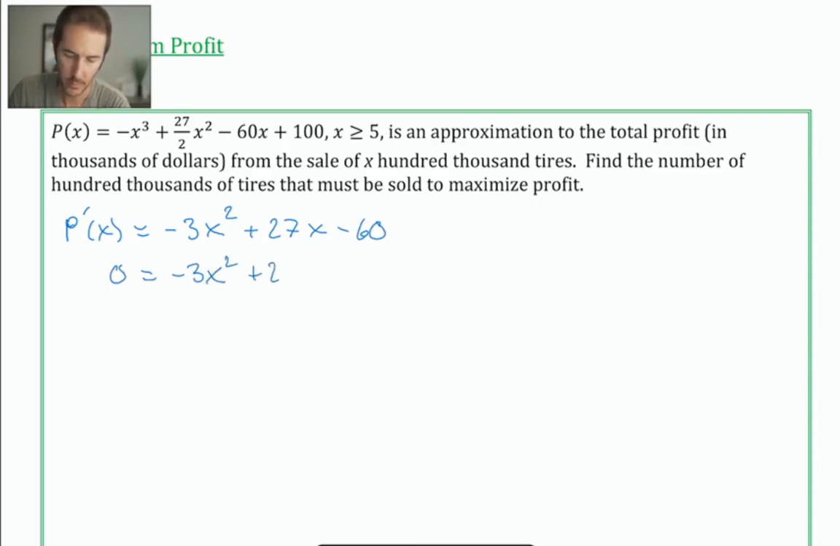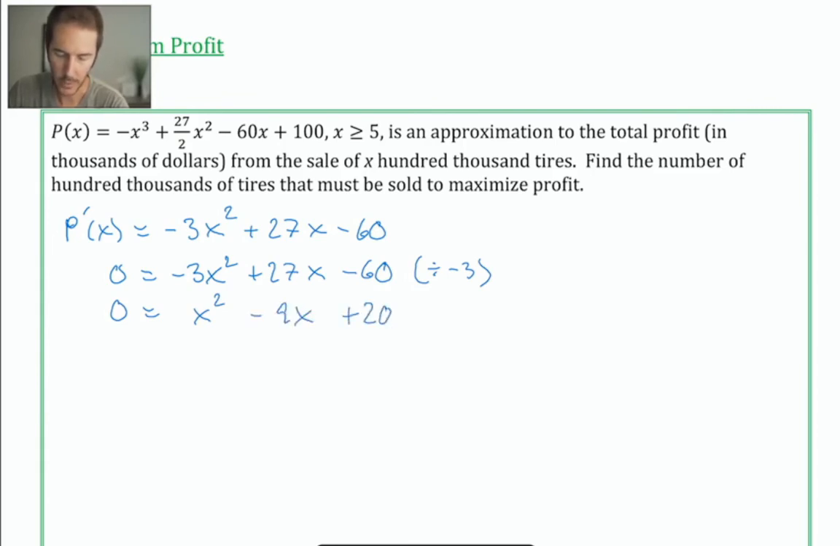And now we have to solve this. My recommendation, if you're doing this using paper and pencil, I would divide this entire equation by 3, or negative 3 would be even better. That gives us 0 equals positive x squared minus 9x plus 20.